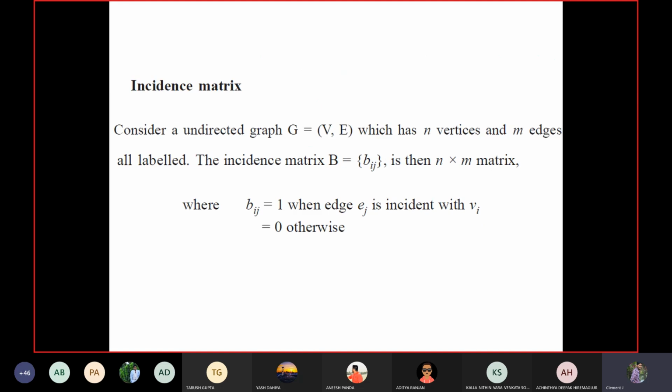So now you can come back to the definition. When an edge is incident with that particular vertex, you can mention 1. Otherwise, you can mention 0. If it is not incident, you can mention 0. Have you understood this? Is it clear? Yes, sir.